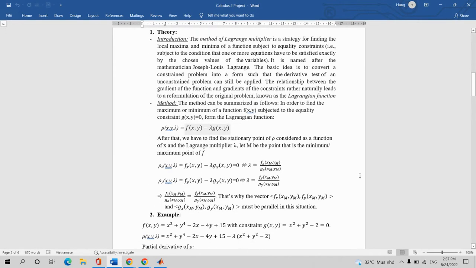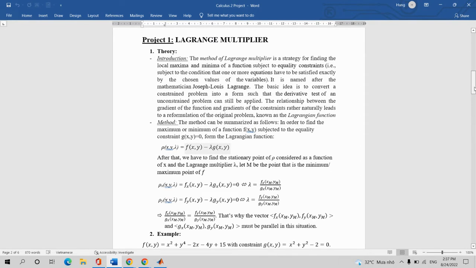So let's start with the project. The theories. First one is the introduction. The method of Lagrange multipliers is a strategy for finding the local maxima and minima of a function subject to equality constraints, subject to the condition that one or more equations have to be satisfied exactly by the chosen values of the variables. It is named after the mathematician Joseph Louis Lagrange.